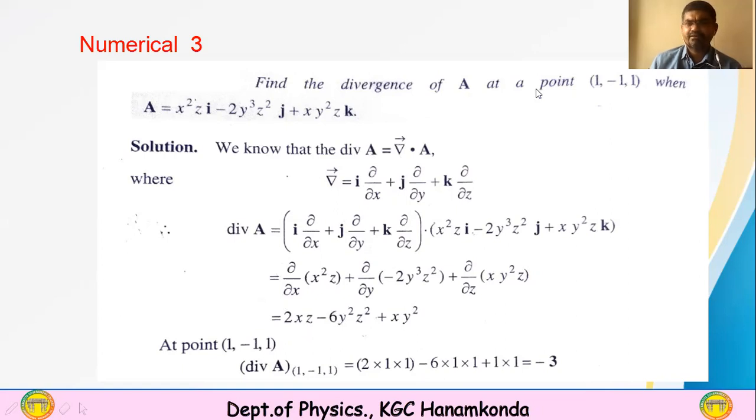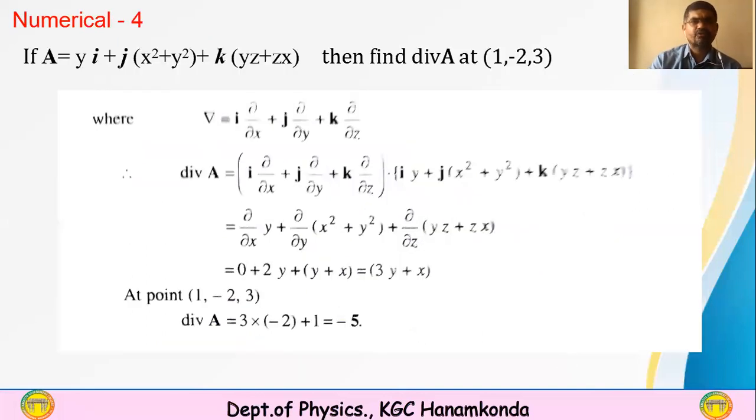But here the coordinate points are x equals 1, y equals −1, z equals 1. Substituting these values in this expression, we got the value as −3, which is a scalar. Therefore, the divergence of a vector field always gives us a scalar quantity. So we are just taking the del operator and doing the dot product here. After that, we are substituting the particular values of the point (1, −1, 1). Then we got the divergence of the field.